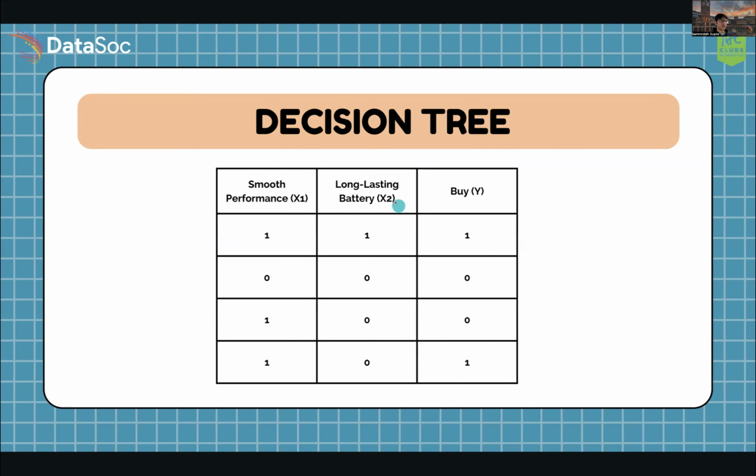Let's say that you want to buy a new smartphone, right? And you're looking at just two features, which is smooth performance, let's call that feature X1, and long lasting battery, let's call that feature X2, right? So you have four options. The names of the phones and the models, all of those don't matter, right? What we're looking at is just these two features. So we put in a 1 if you want to buy the phone, and we put in a 0 if you don't want to buy the phone, right?